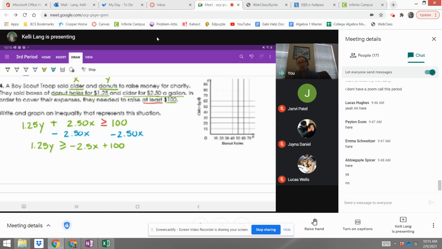And to get that y completely by itself, we have to undo the 1.25, which is being multiplied. To undo a multiplication, we divide. Both sides, actually.